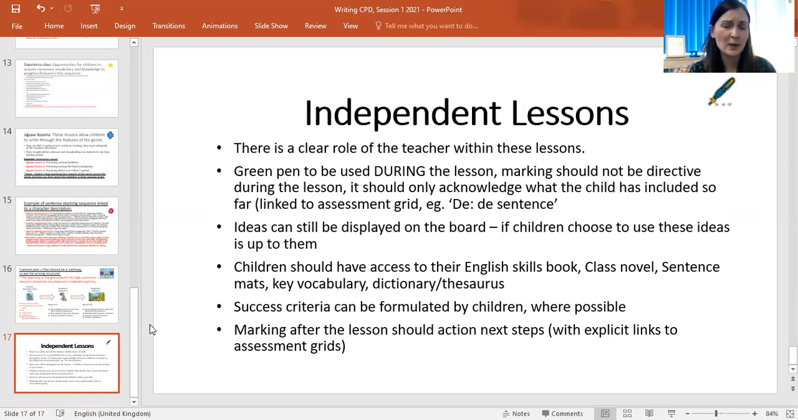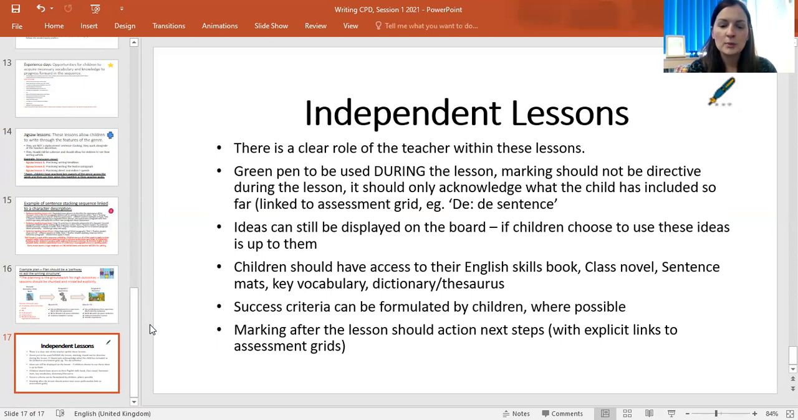Ideas can still be displayed upon the board from discussions, from the planning process. If children choose to use those ideas, that is up to them. It's up to them if they're going to be independent with that. So that's not you forcing it on them, but we still need to be using the resources and the tools and the ideas and being savvy with that, I suppose. It's up to the children if they then go on to make that independent choice to include that in their writing.